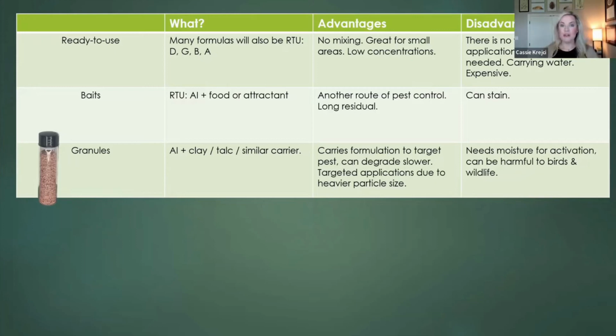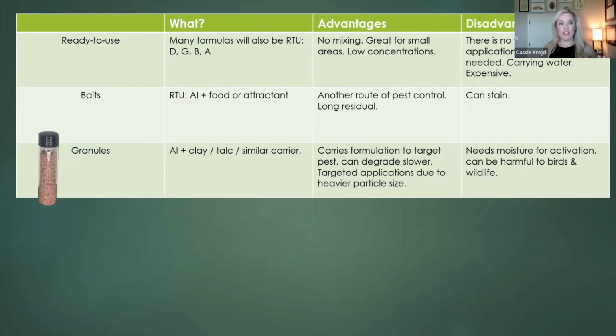The one issue about granules is that they do need moisture for activation, and they can be a little bit risky around birds and other wildlife. And so a lot of times too, these two categories will interact, right? Sometimes you have granular baits in the form of fly baits. You have things like Delta Guard G, which is an insecticide granule. You also have Extinguish Plus, that is a corn cob carrier.